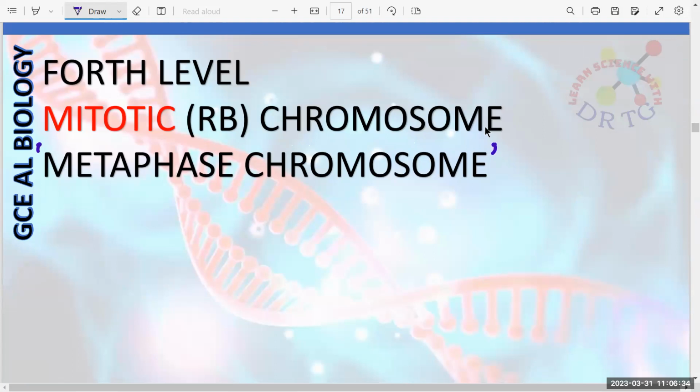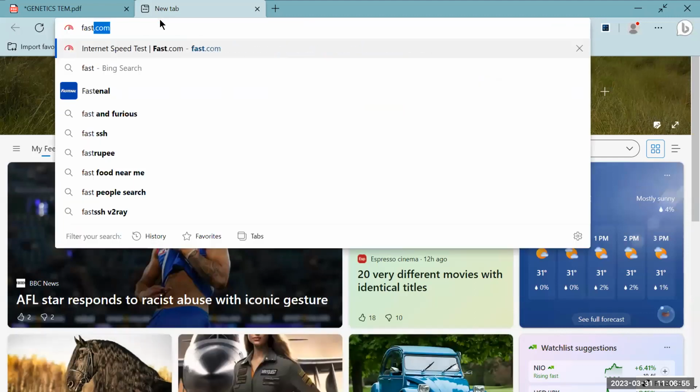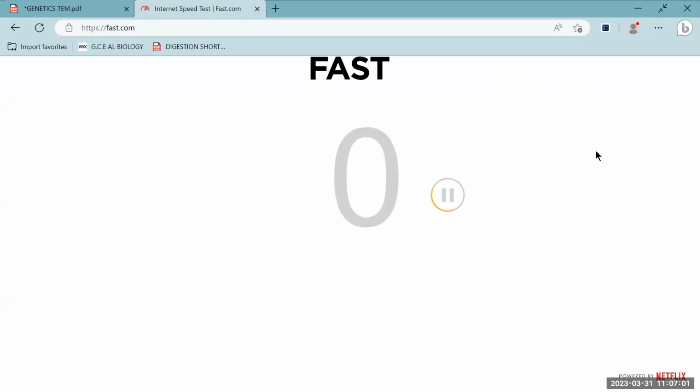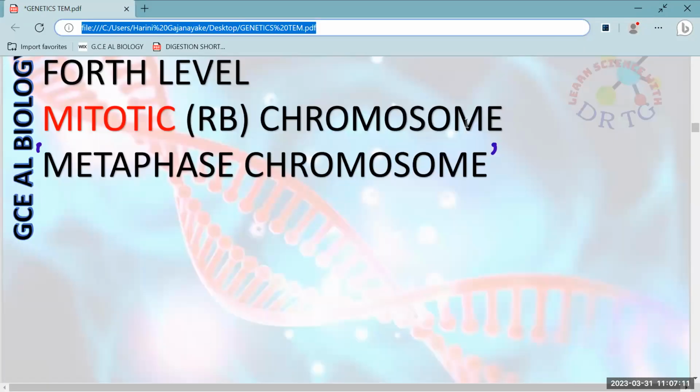Your network connection got stuck a bit, sir. So what did you explain in the two nanometer things? Did you check your network? No, sir. Now it's okay, sir, because now I have a speed network. I see, anyway. We'll check again. Yeah, it's quite high speed, 63 kilobytes per second. Yes, now it's okay, sir. Can you explain that part again?